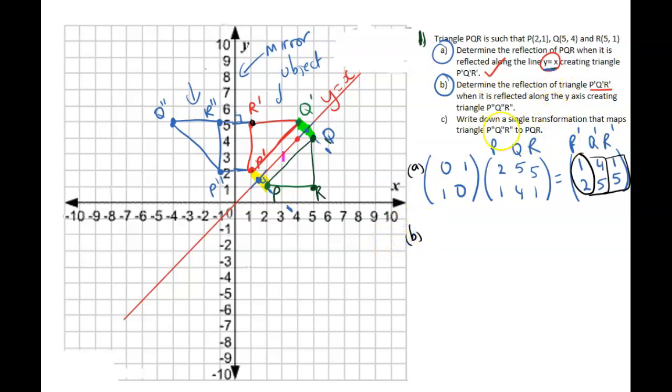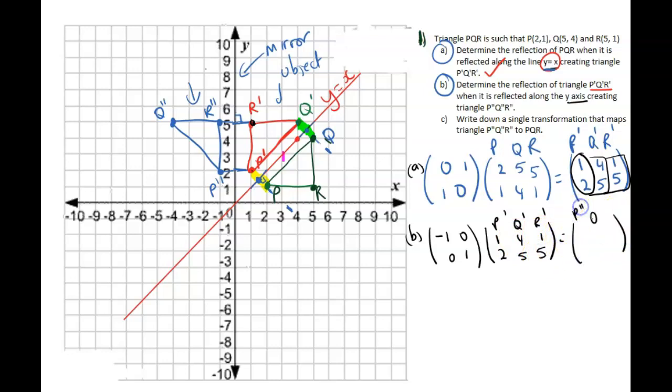Part B, I need to reflect using the y-axis. The y-axis now, that matrix is, again, now I'll put these P dash points, multiplying these here now, I'll get P double dash, Q double dash, and R double dash. And that will work out to be, and that confirms the values that I have here.